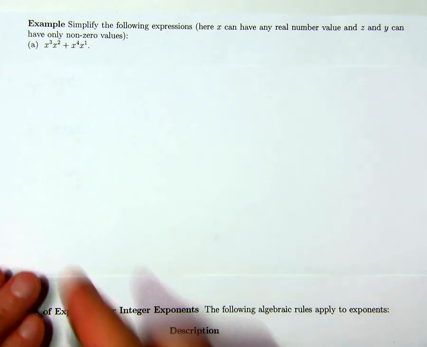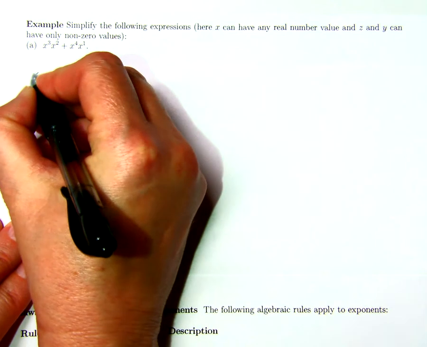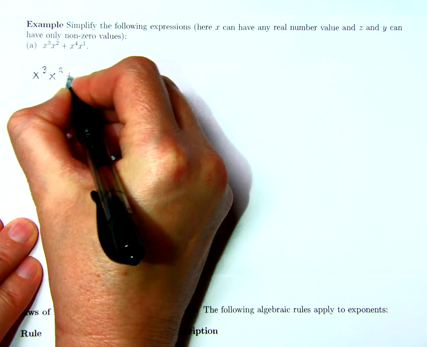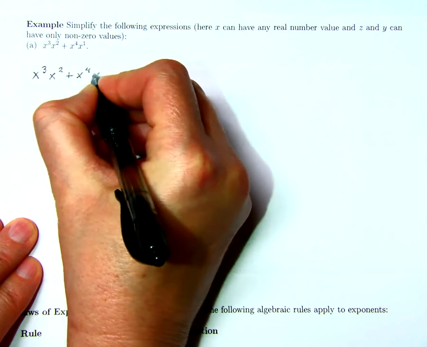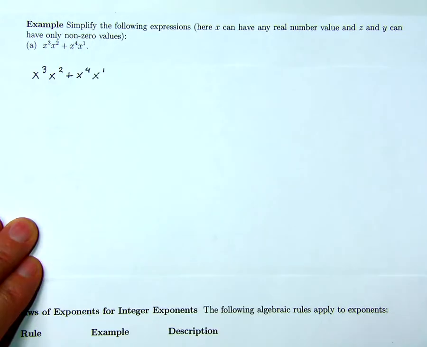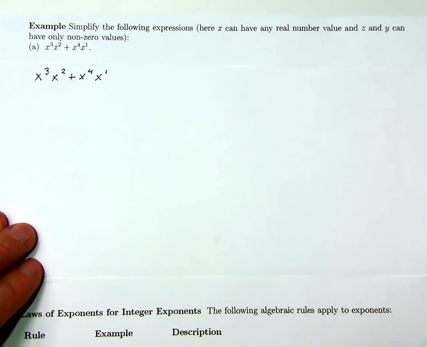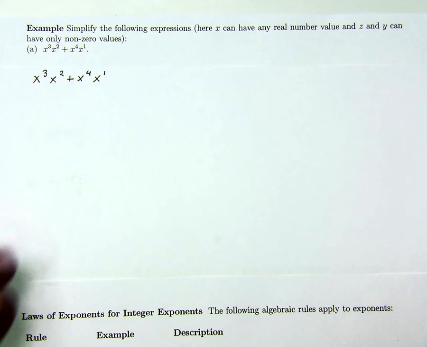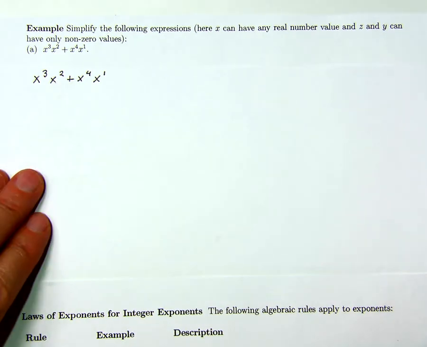I've cut the page in half so we can refer to the rules of exponents as we go. So I want to calculate x cubed times x squared plus x to the 4 times x to the 1. All of our rules so far apply to integer exponents, positive or negative or 0, and we can apply the rules here because we just have integers. But we want to simplify this expression, so we want to tidy it up if we can.